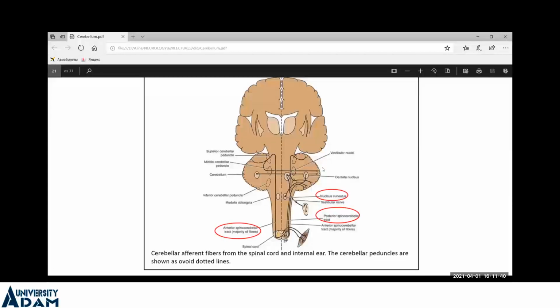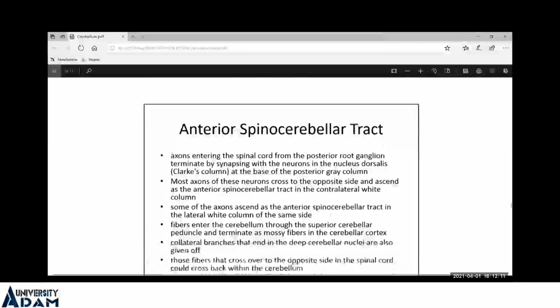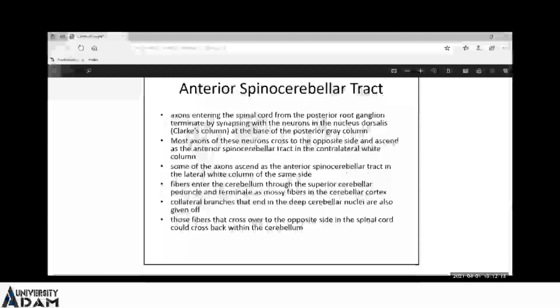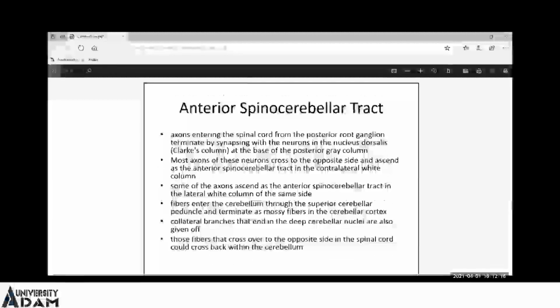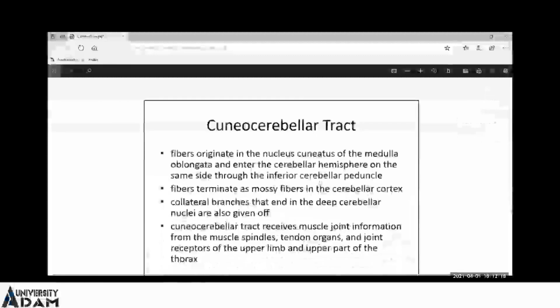Posterior spinocerebellar tract, okay? Spinocerebellar means it starts in the spinal cord and goes to the cerebellum. Nucleus, and here, guys, we have a vestibular nerve, right? Which brings information to the cerebellum from the, what, guys? From the middle ear structures, okay? So this is a way of the pathway. You can also read them at home, okay?